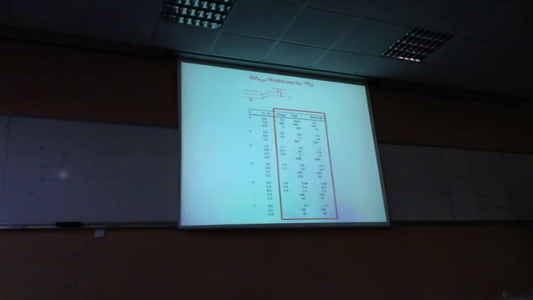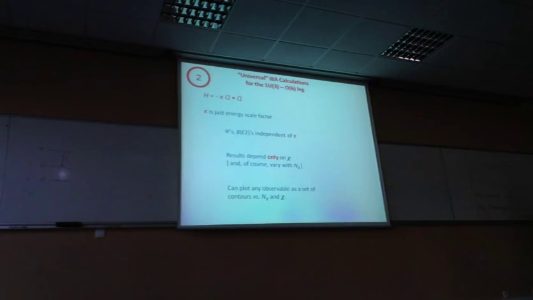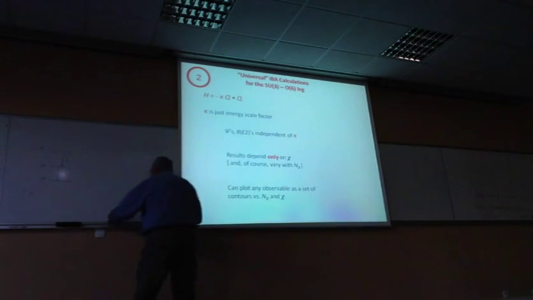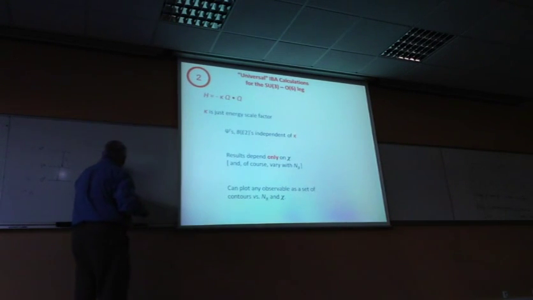So before the parentheses, we were here, and now we're going to do the second. Remember, I had three sets of calculations, so here's the second one. These are what we used to call universal IBA calculations. Let me just write one thing and then I'll answer. So you have this symmetry triangle. First we fit erbium somewhere along here. Now we're going to do a series of calculations back and forth along here and look at how things vary.